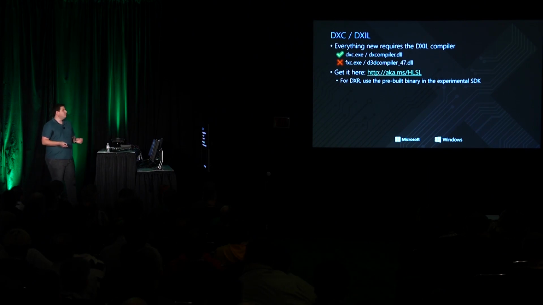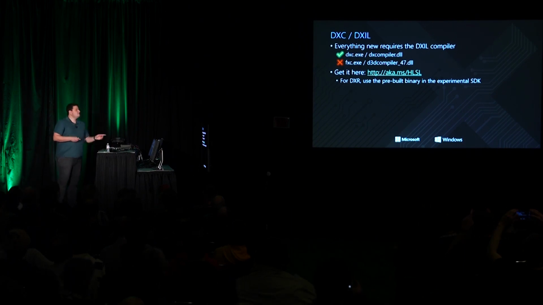Now, before I go on and talk about more shaders, I should mention that everything I'm talking about here and pretty much every new feature in DX12 requires the new DirectX compiler. If you're still using FXC, you should go get the new one. Something to keep in mind, though, for DXR specifically, you should use the pre-built binary that's in the experimental SDK, which I'll link to later. But for everything else, you should use that link. It's on GitHub. You can compile it yourself. There's also pre-built releases.